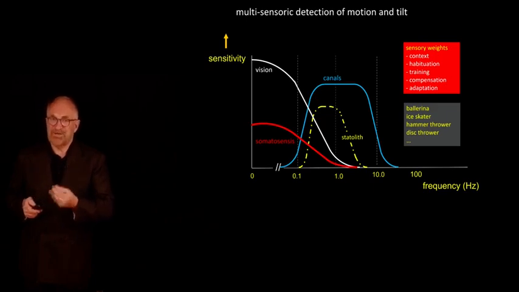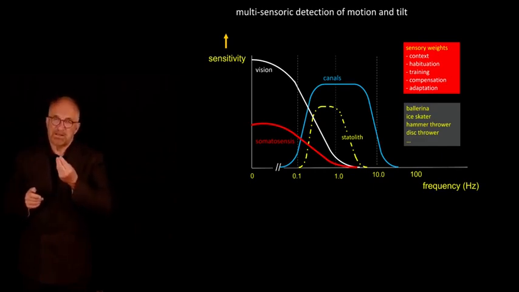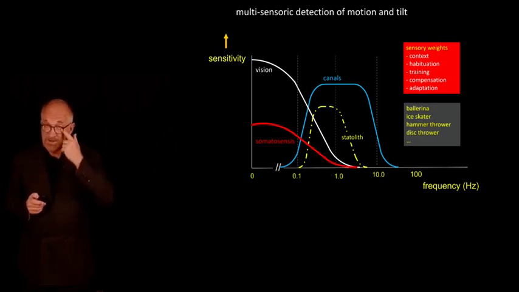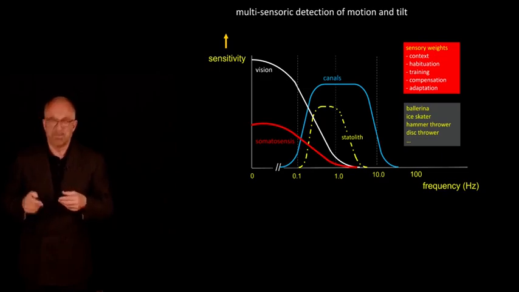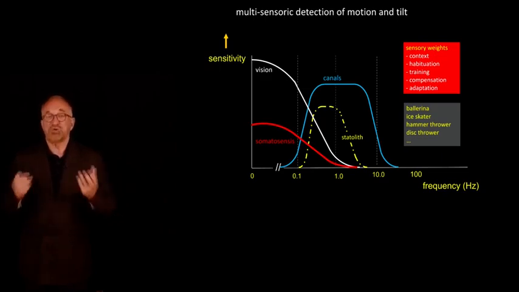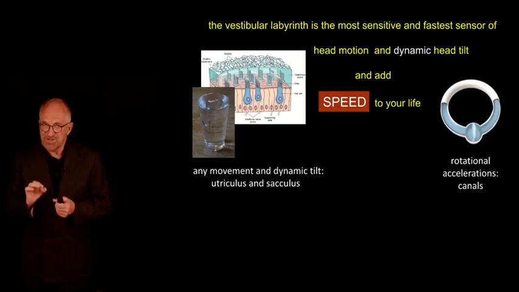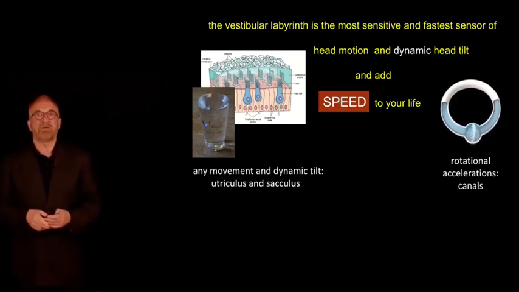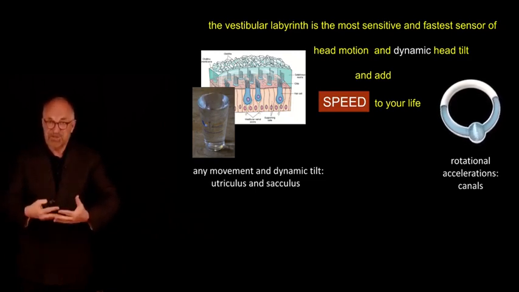Also, because the otolith can detect every motion, you can say that even if you lose your canals, there is still a sensitivity for rotation, translation and tilts. So a very bad response on a head impulse test doesn't say that the otolith system cannot replace the function to some extent. In summary, the vestibular labyrinth is the most sensitive and fastest sensor of head motion and dynamic head tilt. And basically it adds speed to your life.